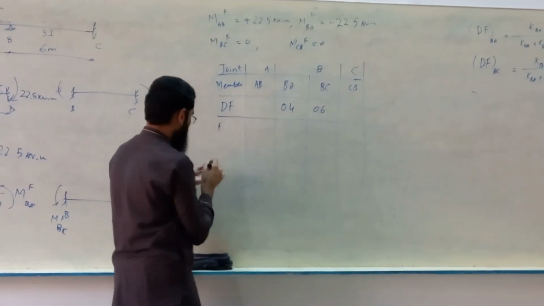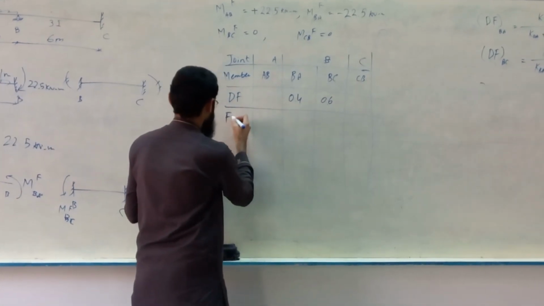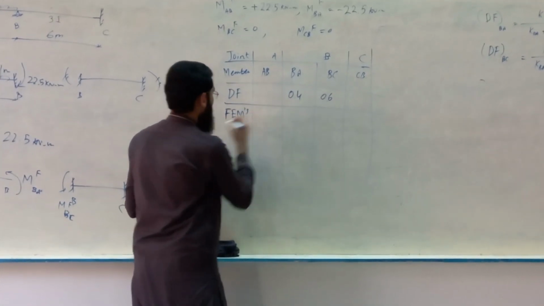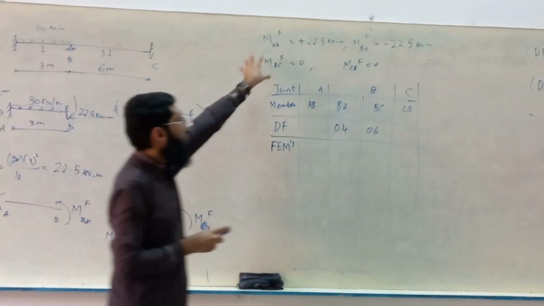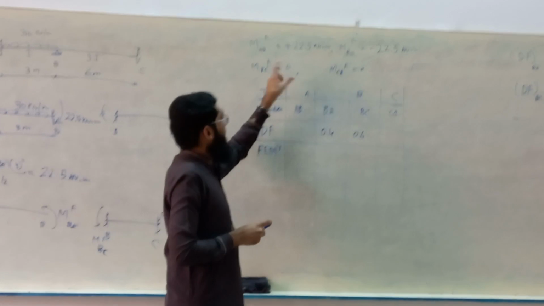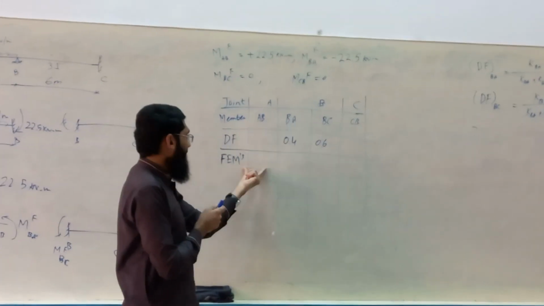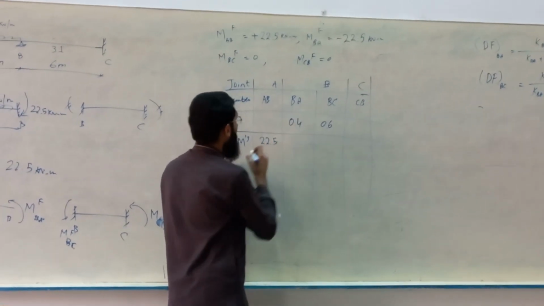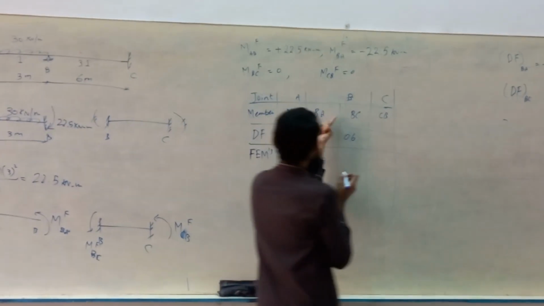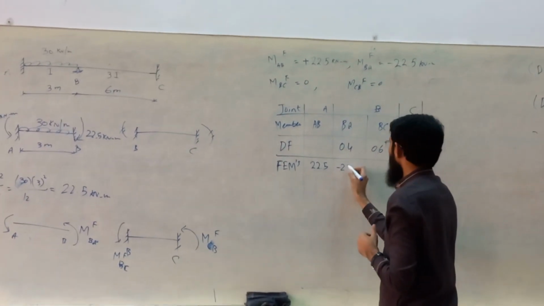Oh, I'm sorry, this will be FEMs. Now, FEMs are also done already. Just need to put them right here. Okay? AB fixed 22.5 with a positive sign. So for AB, I will list down plus 22.5. And then for BA, this is the answer, minus 22.5.